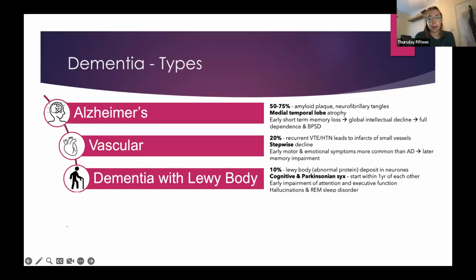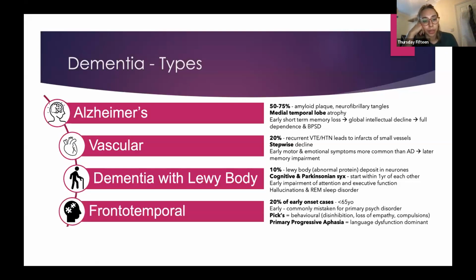Lewy body dementia is about 10% of dementia cases, and you get more cognitive and Parkinsonian symptoms. The way to tell the difference between Parkinson's disease related dementia and Lewy body dementia is that in Parkinson's disease, the dementia will start more than 12 months after the Parkinson's symptoms started. In Lewy body dementia, the Parkinson's symptoms and the dementia start within a year of each other. With this one, you get early impairment of attention and executive function, hallucinations and REM sleep disorders.